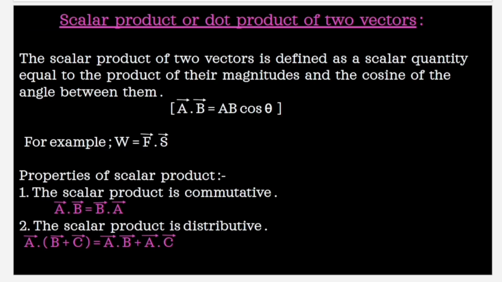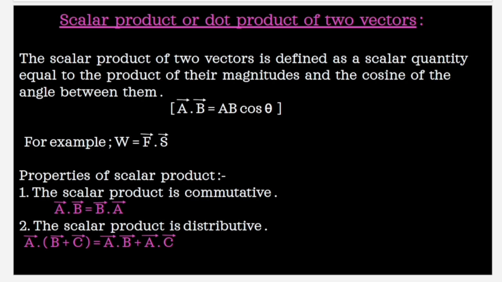The next topic is scalar product or dot product of two vectors. The scalar product of two vectors is defined as a scalar quantity equal to the product of their magnitudes and the cosine of the angle between them, which is mathematically A vector dot B vector is equal to AB cos theta. For example, work W is equal to F vector dot S vector.